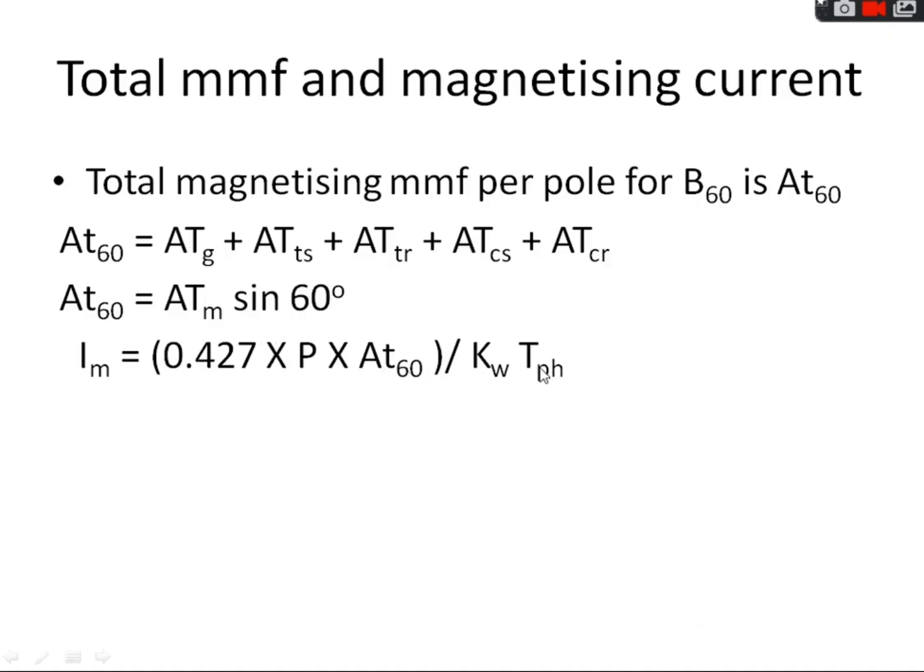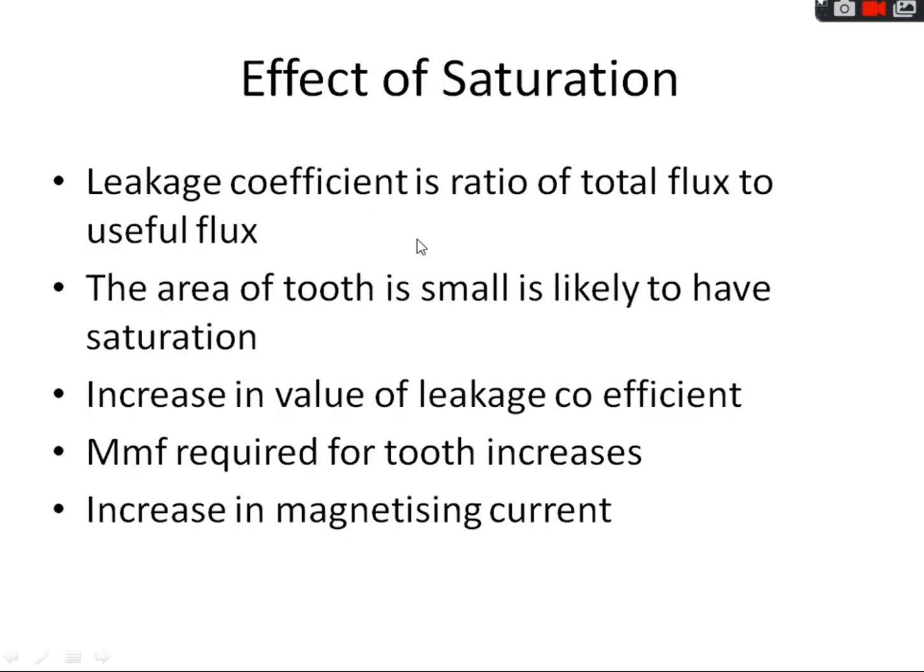This only depicts that the ampere turns is nothing but the product of current and number of turns, and since we are taking into consideration the P poles and have calculated the average magnetomotive force, we take this factor of 0.427. So definitely we are able to calculate the magnetizing current for the three-phase induction motor.